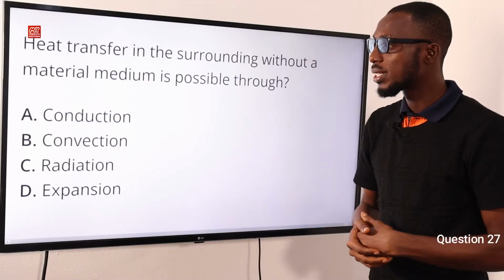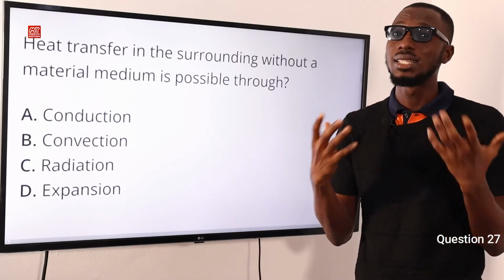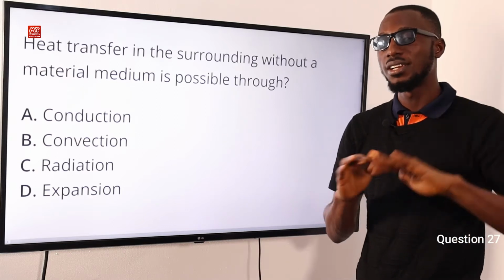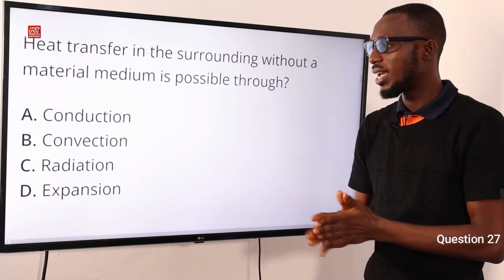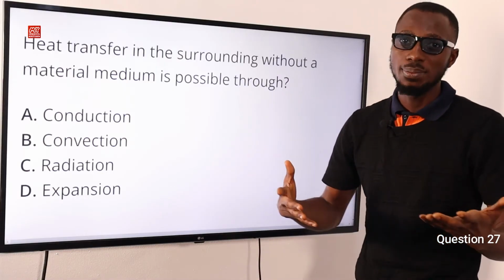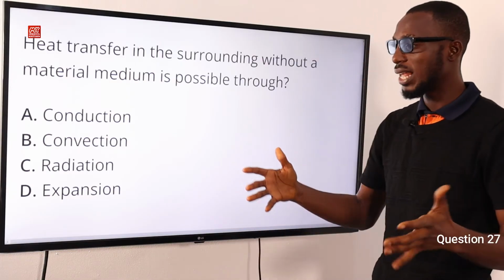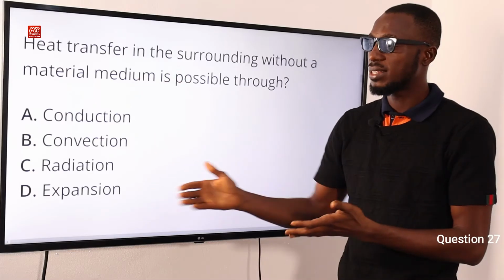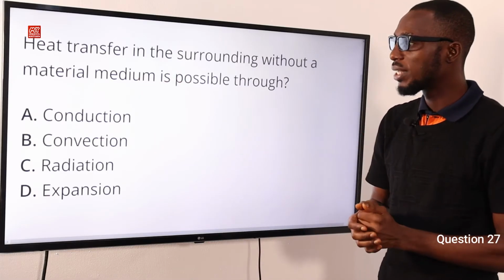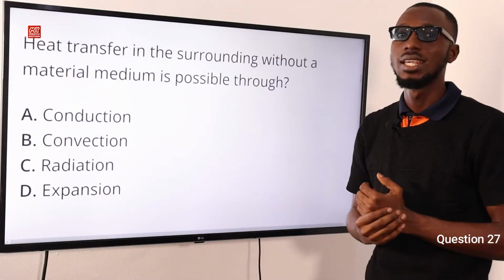Then we have option C, radiation, also heat transfer, but without an intervening medium required. Like for instance, the heat reaching us from the sun, there is no medium required. Then expansion is talking about increase in size. Probably this can be linear expansivity, area expansivity, cubic expansivity, increase in size. I can say in this context of heat due to temperature changes. So the correct option here is option C, without a material medium, so that is radiation. So option C is very correct.